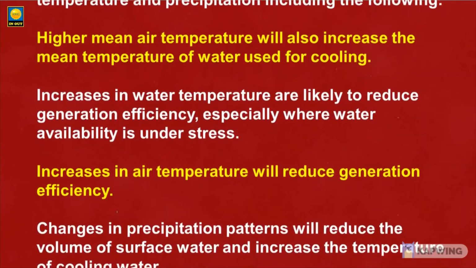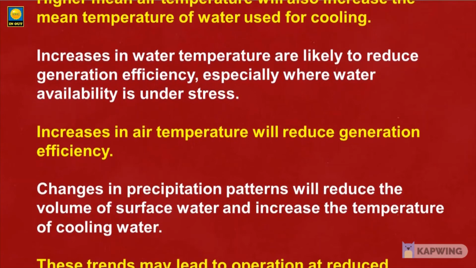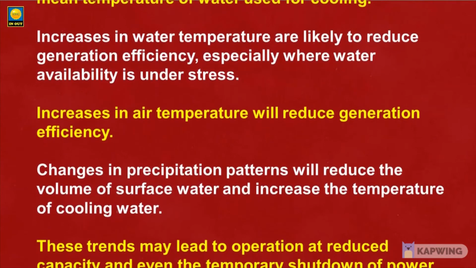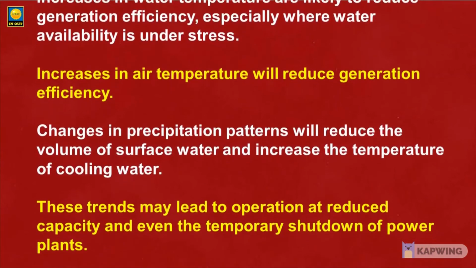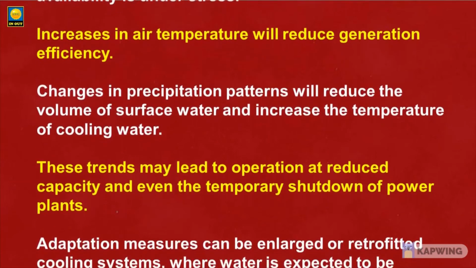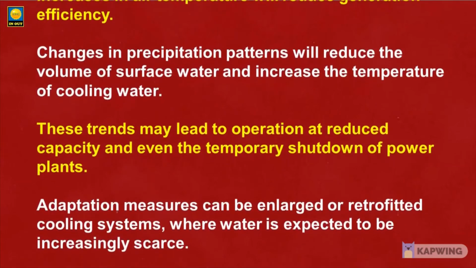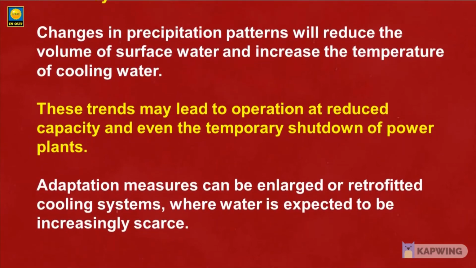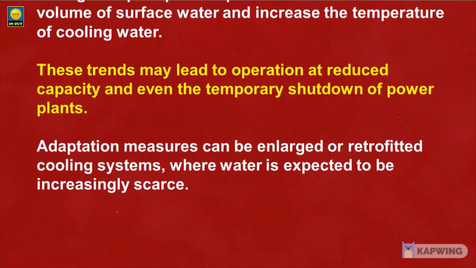Increases in air temperature will reduce generation efficiency. Changes in precipitation patterns will reduce the volume of surface water and increase the temperature of cooling water. These trends may lead to operation at reduced capacity, and even the temporary shutdown of power plants. Adaptation measures can be enlarged or retrofitted cooling systems, including air cooling where water is expected to be increasingly scarce.